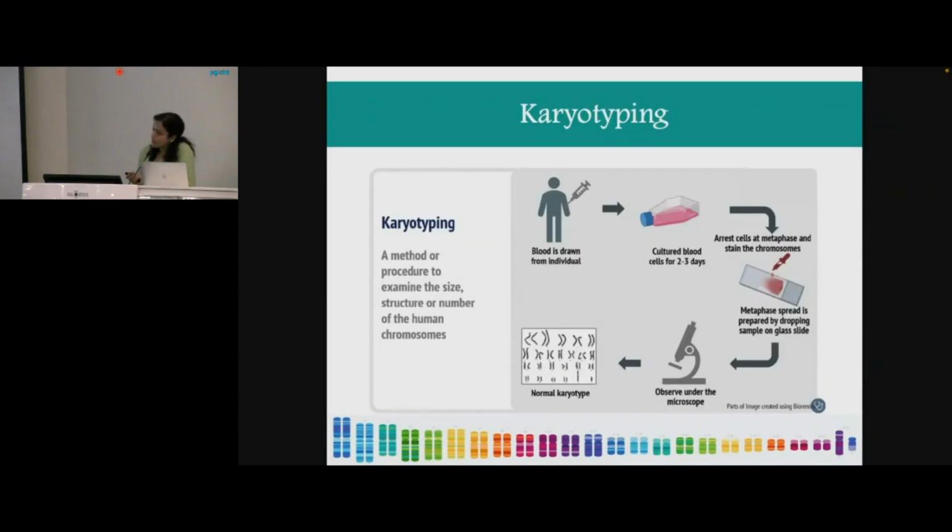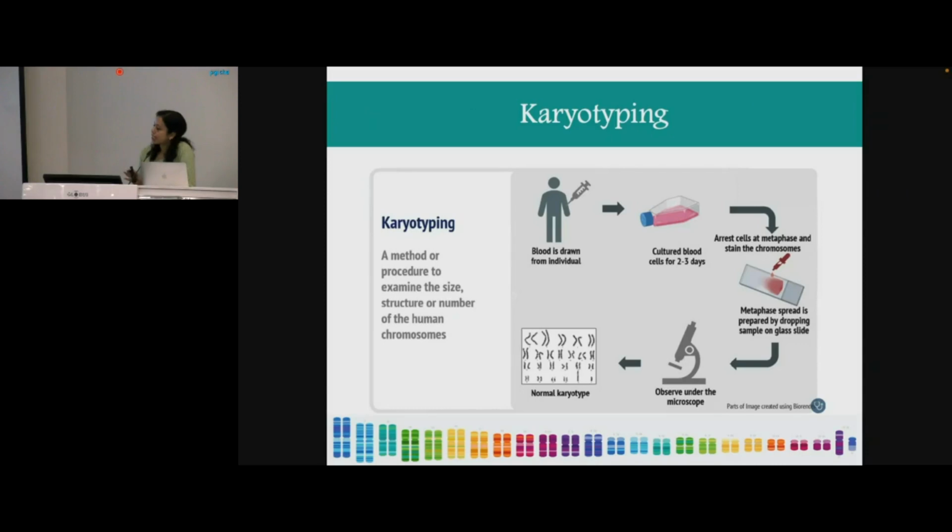First of all, coming to the very basic traditional karyotyping. This is a method or procedure to examine the entire chromosomal picture of an individual. You can look for the size, you can look for the structure, you can count the numbers. What happens? First of all, we take the blood samples, we put it for the culture for the next 2-3 days.